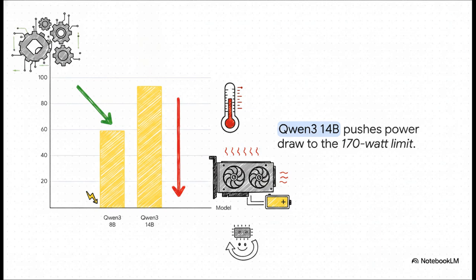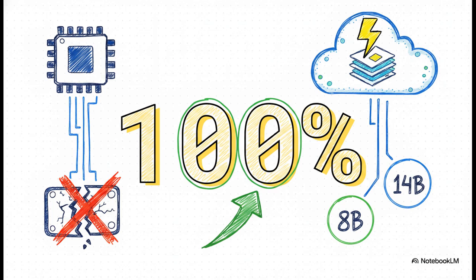No way, right? But here is the most crucial telemetry metric of this entire explainer: 100%. Both the 8 billion and the 14 billion parameter models achieved 100% GPU residency at a 4096 token context window. That means they fit entirely inside the VRAM without spilling over into CPU offload or system memory. If they had spilled over, it would have absolutely tanked the latency.